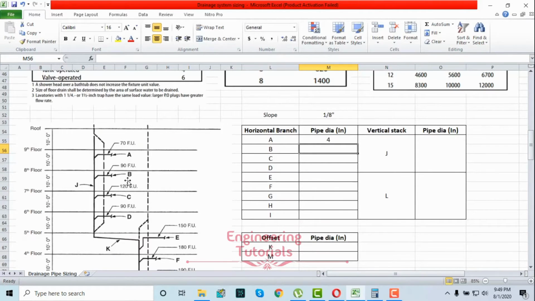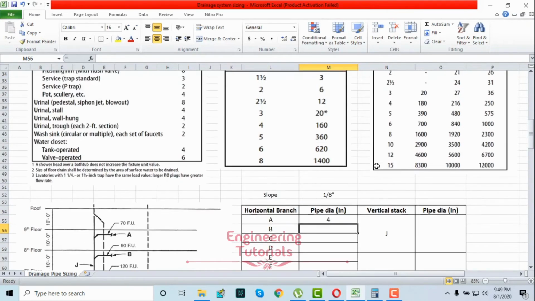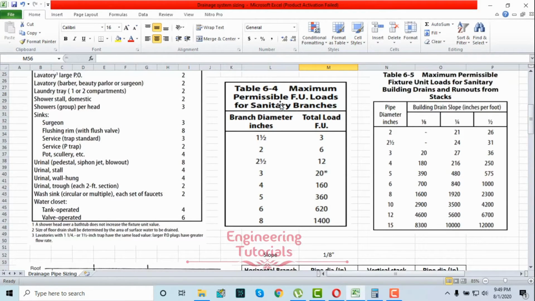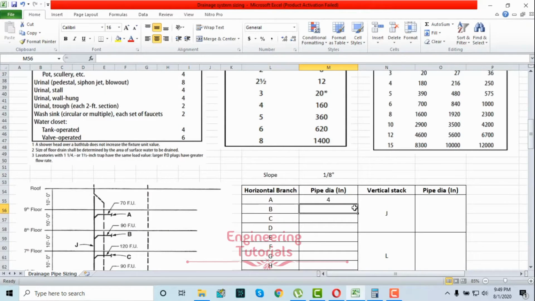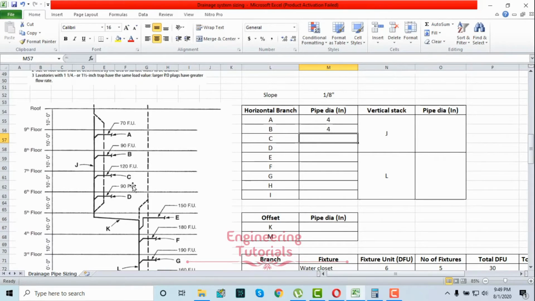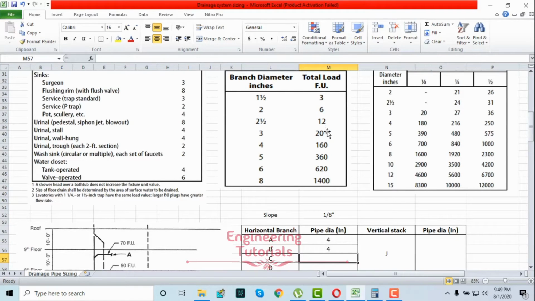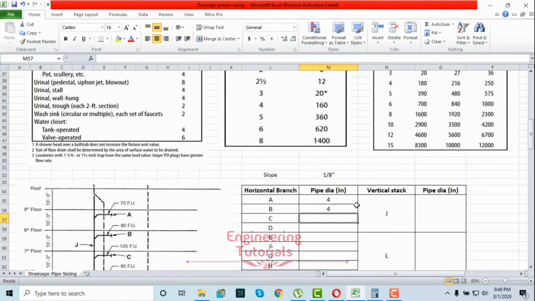And again, branch B has 90 fixture units. 90 fixture units again falls in the same table 6-4. It's between 20 and 160, so we'll go for the higher value, that is 4 inches. In the same way, you calculate for branch C with 120 fixture units. 120 fixture units is also between 20 and 160, so we'll go for the higher side, again 4 inches.